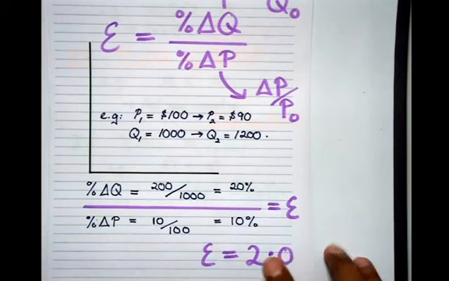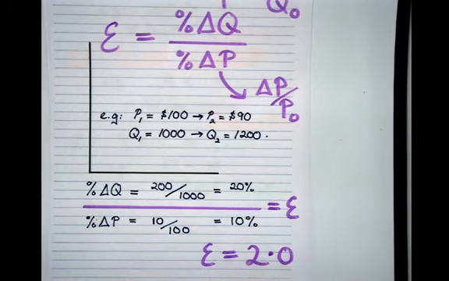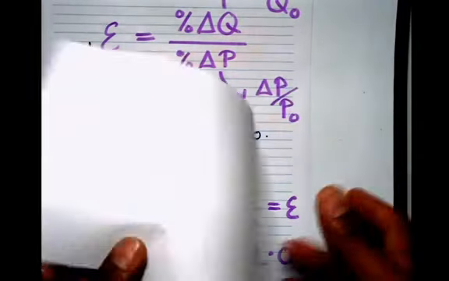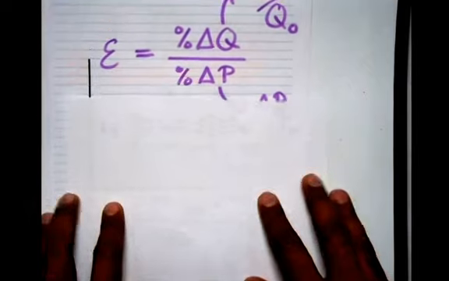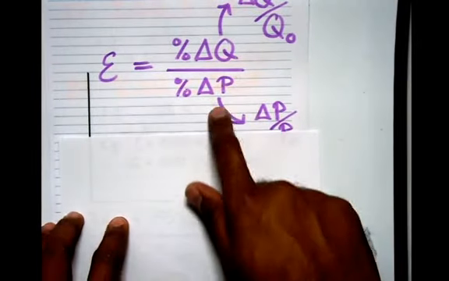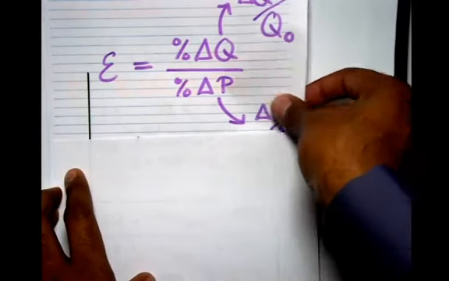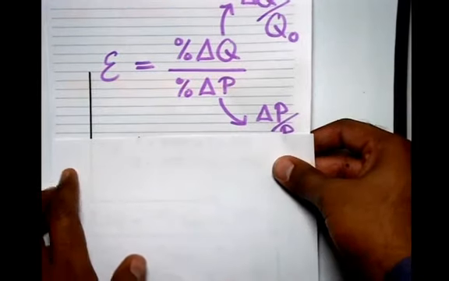What does that 2 mean? Back to this equation. Elasticity is percentage change in quantity over percentage change in price. Now, if something is elastic, which one is bigger?